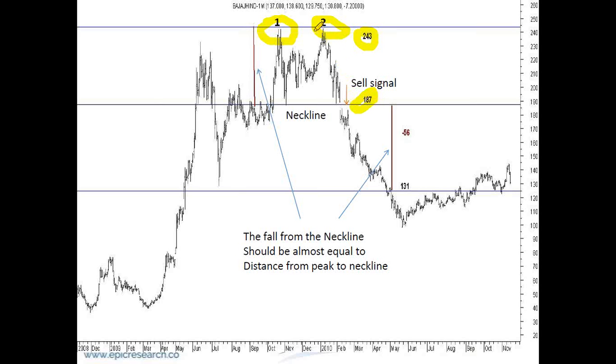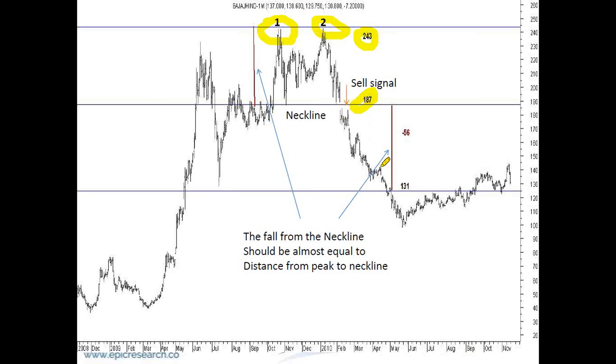So the distance between 243 and 187 is somewhere around 56 points. So the target from 187 would be 131. So this is how you can analyze if the share is breaking a double top formation. It could be a commodity, it could be a share, it could be a future contract.